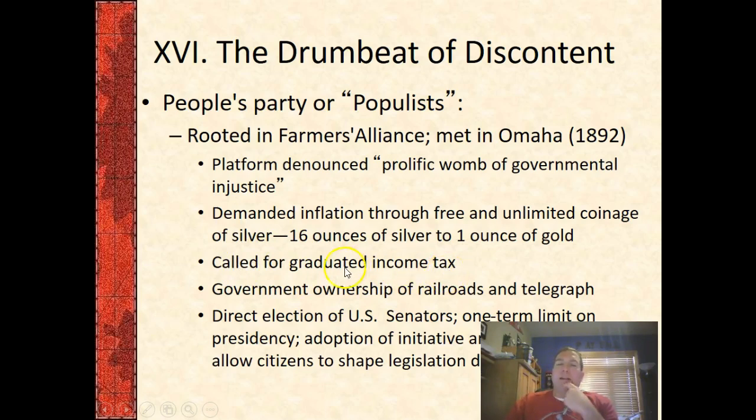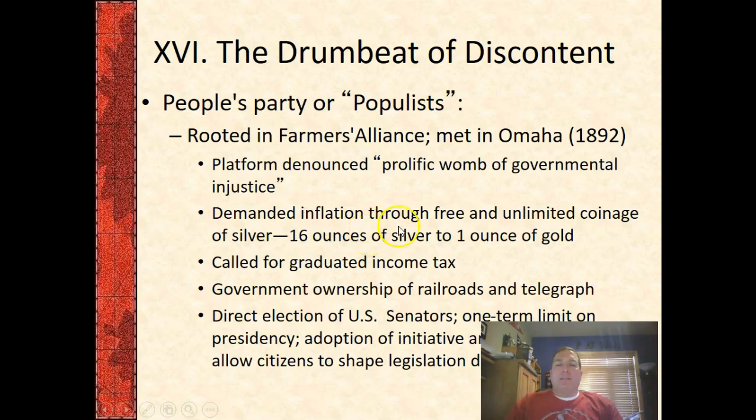They would like to have a graduated income tax, so the more money you make on a yearly basis, the higher percentage you pay in taxes, because you're more capable of being able to pay for the stuff that is making America as good as it is, whether it's roads or bridges or railroads or schools or that sort of stuff.